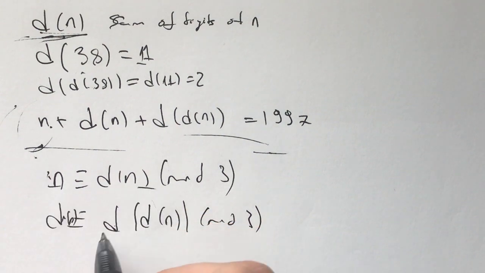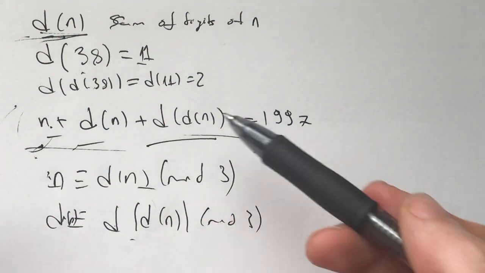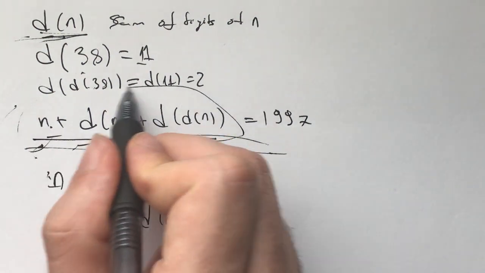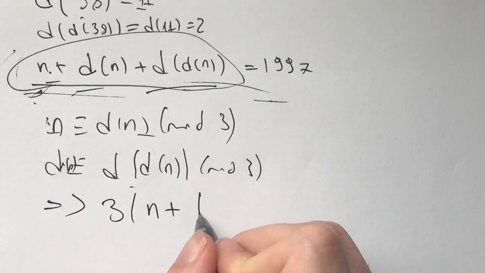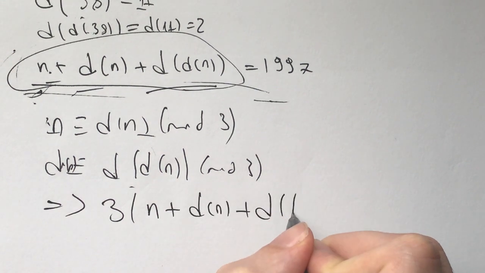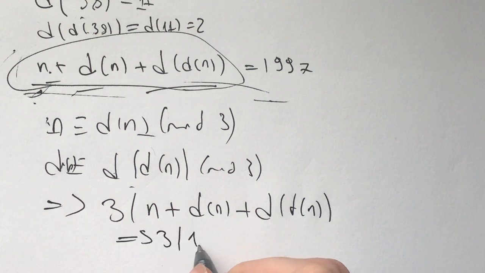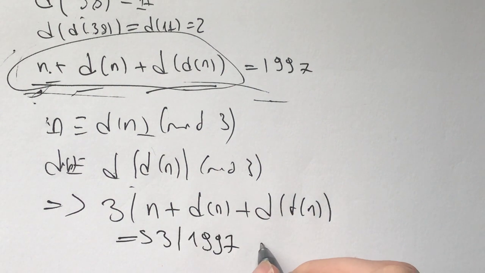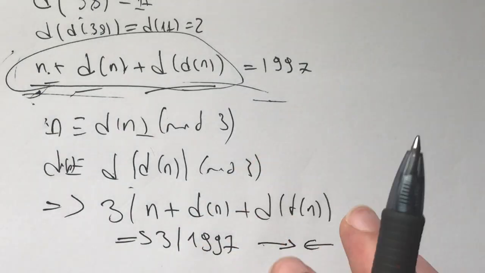So now if all three of these numbers, n, d of n and d of d of n, are the same mod 3, that implies that 3 divides n plus d of n plus d of d of n, and now that would imply that 3 divides 1997, which is false. It's a contradiction. So no such n exists.